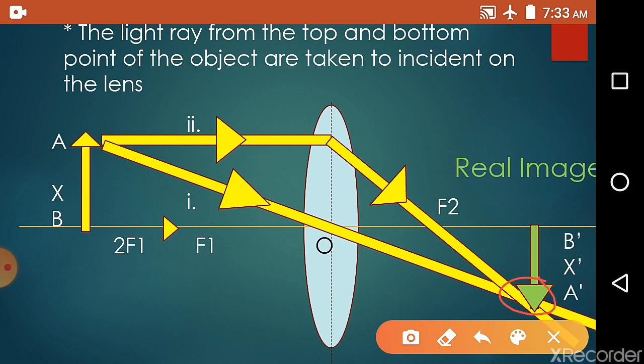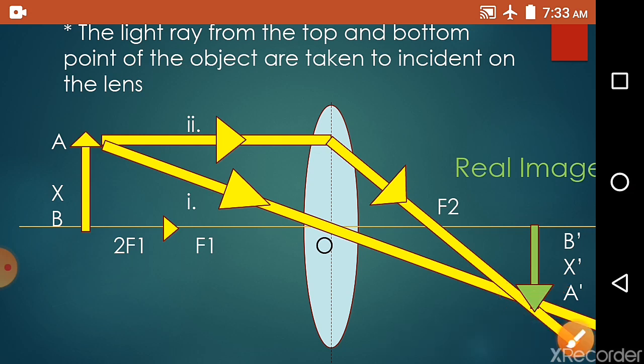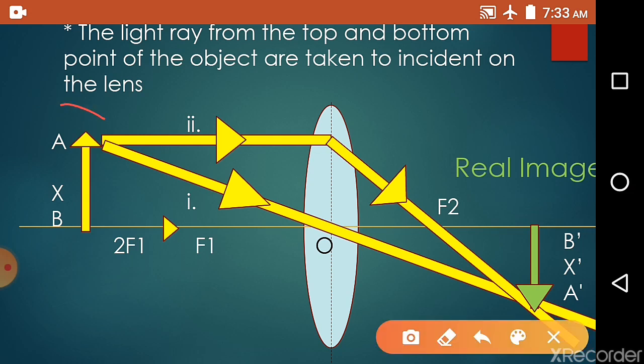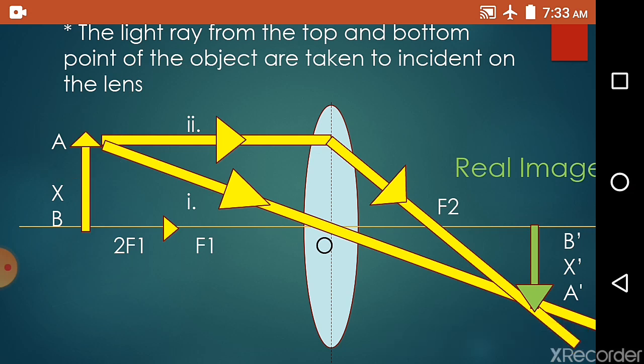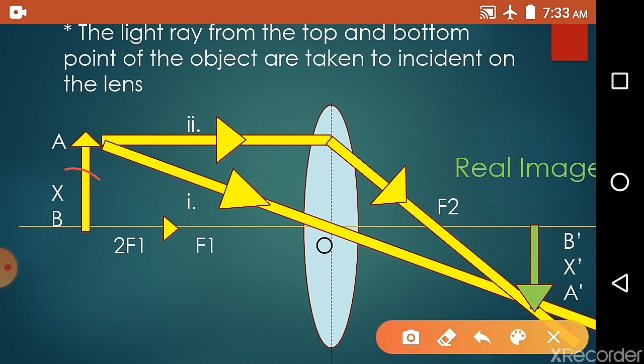So this point, see this clearly, this point is the image of the point which is sending the light rays. Here the point A is sending the light rays we are considering. So where those two light rays meet after refraction through the lens, it will be the image of the point A. In this way, if we draw the rays from X, we will have the image X dash. For the point X, we have the image X dash.